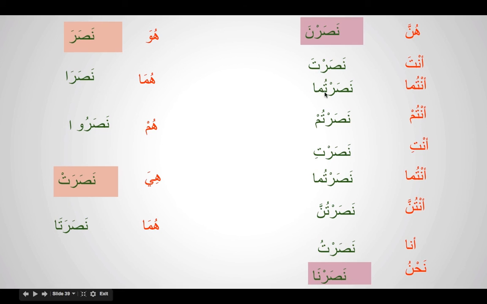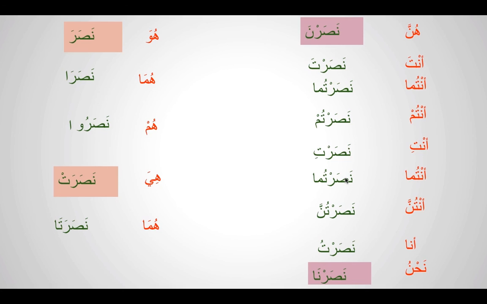Ta means you, tuma means you both, tum means all of you, nasartum, all of you helped, ti is you, feminine, tuma, tunna. These are the fa'il. So this is the fi'l and fa'il. They always come together and can't be separated.